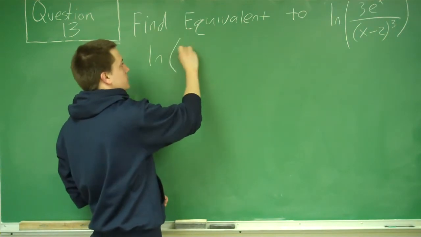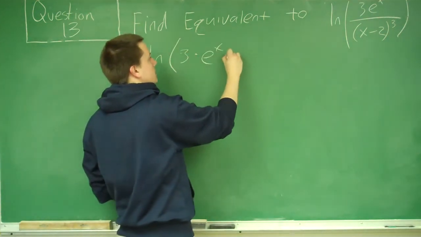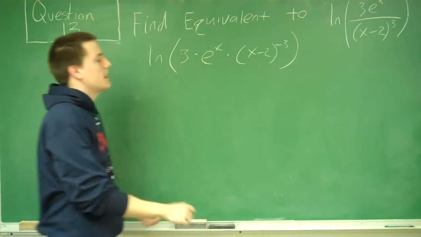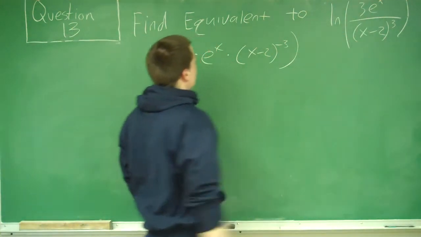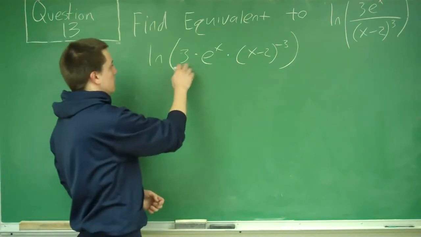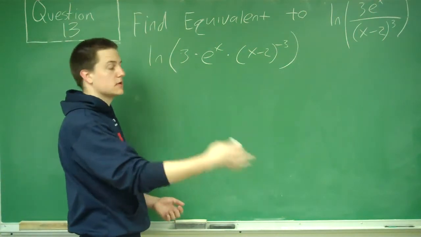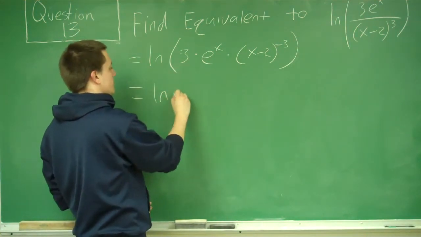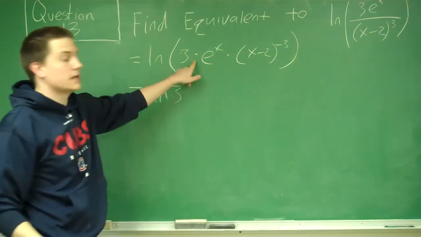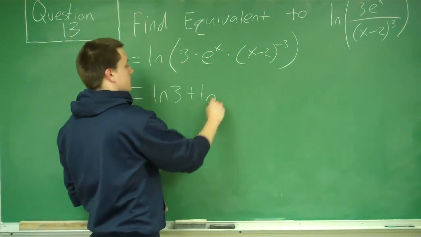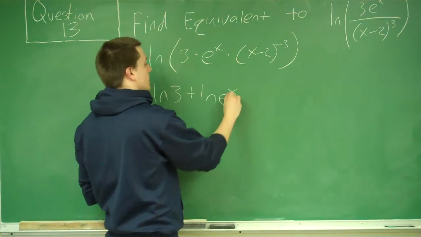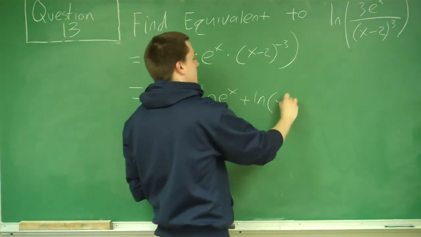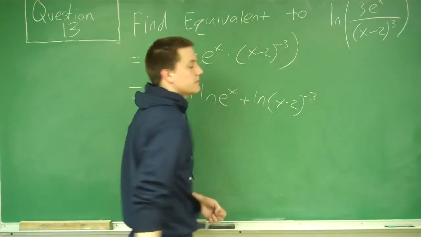So first I'm going to rewrite this as 3 times e^x times (x - 2)^(-3). So I brought that denominator up to the top. And then what you know about logs is that multiplication breaks up into a log plus another log. So this is the equivalent of the natural log of 3 plus, so we take this multiplication and turn it into a plus. We just have to put another log, ln of e^x, and then we have multiplication again, so it's plus ln of (x - 2)^(-3).